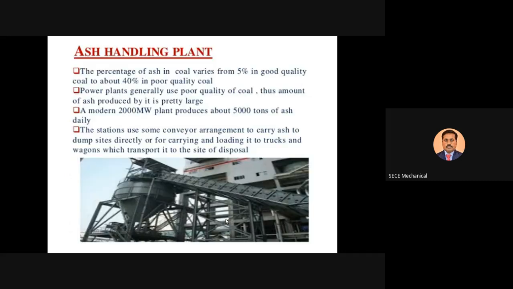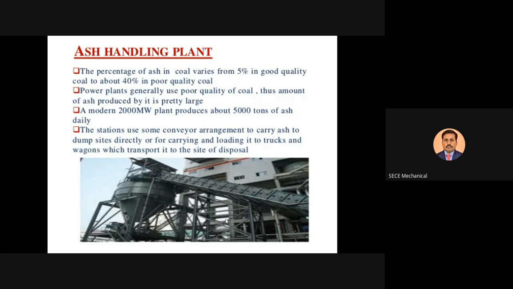So these are some of the difficulties of the ash handling system. While handling the ash, you have to properly use personal protective equipment, and also you have to use ash handling system or ash handling equipment, right? So these are the things you have to keep in mind. Next slide, you can see an ash handling plant. Here you can see how the ash is handled, with the help of a conveyor and hopper system normally used to handle the ash. That will be discussed in later slides.